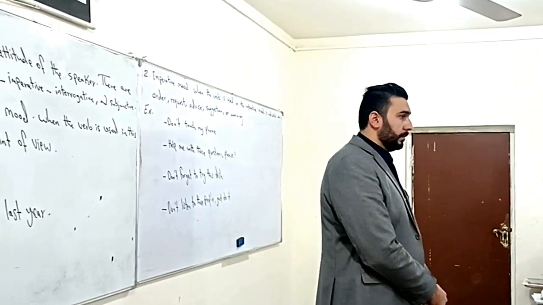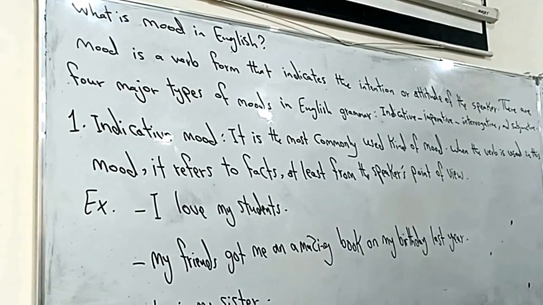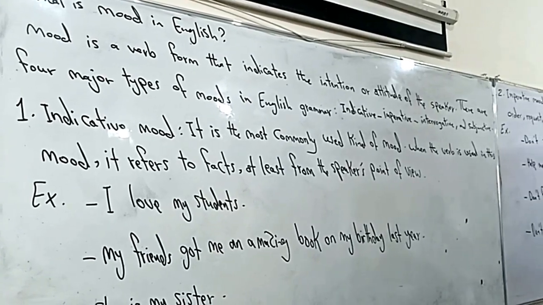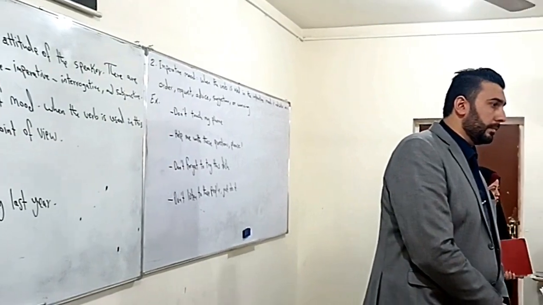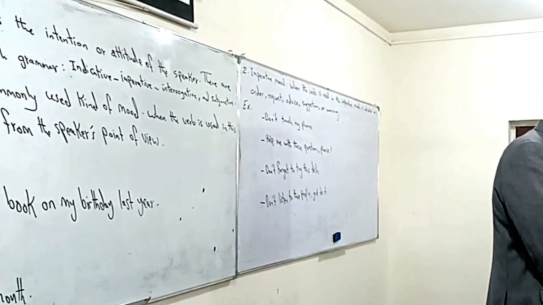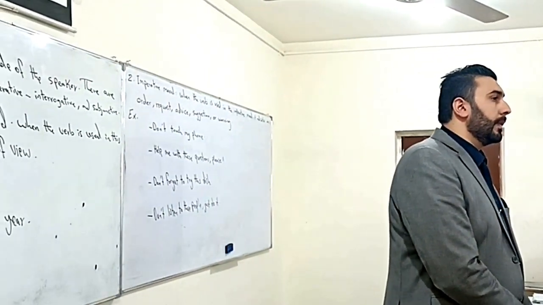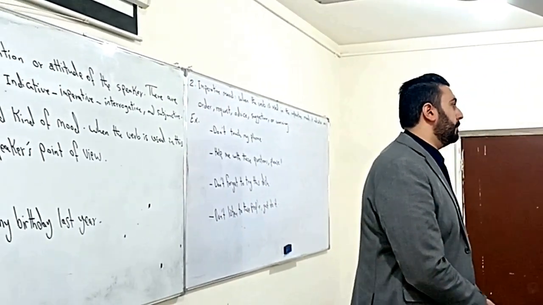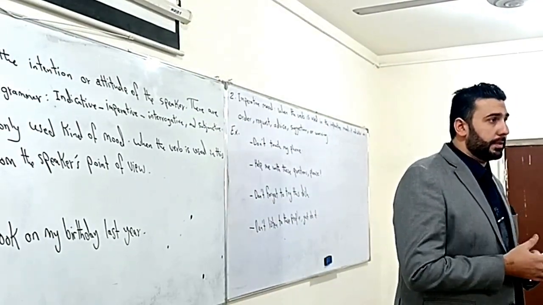And the non-finite is a verb that does not agree with the subject, that doesn't change for the number and the person and the tense. That's right. So there are three parameters and finite verbs are affected by them.